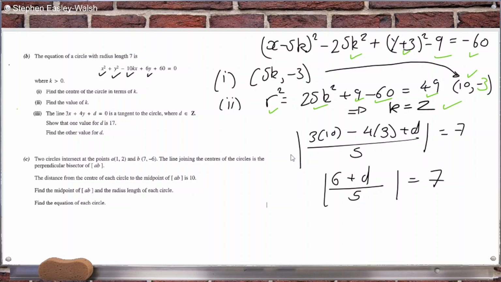So that's 3 times 10, 30 minus 12, so that changes that to 18. So 35. Yeah, okay, now we're talking. So that makes 35. So d will equal minus 18 plus or minus 35, which is 17, as it should be, or minus 53.